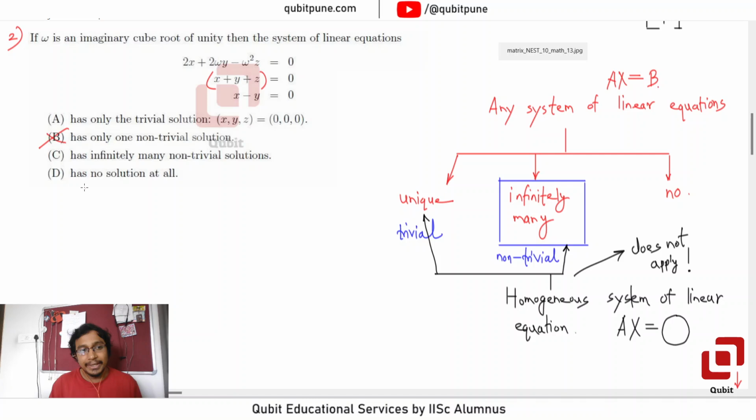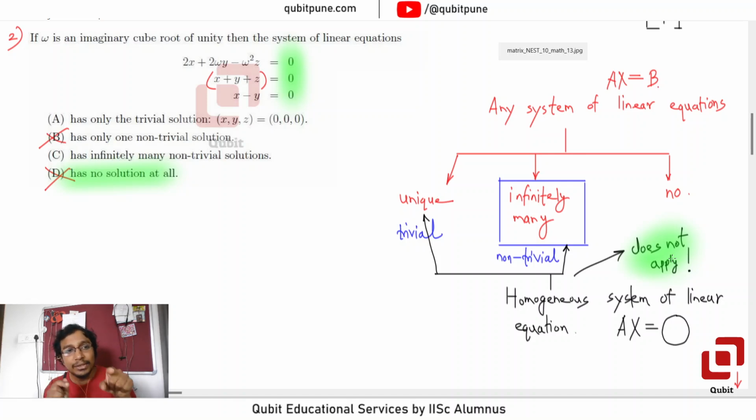Could be. Has no solution at all? ये भी गलत है. क्यों गलत है? Because this possibility does not exist for homogeneous systems. Please raise your hands if you understand that. No solution at all possible है ही नहीं. 0 0 0 हो जाएगा.